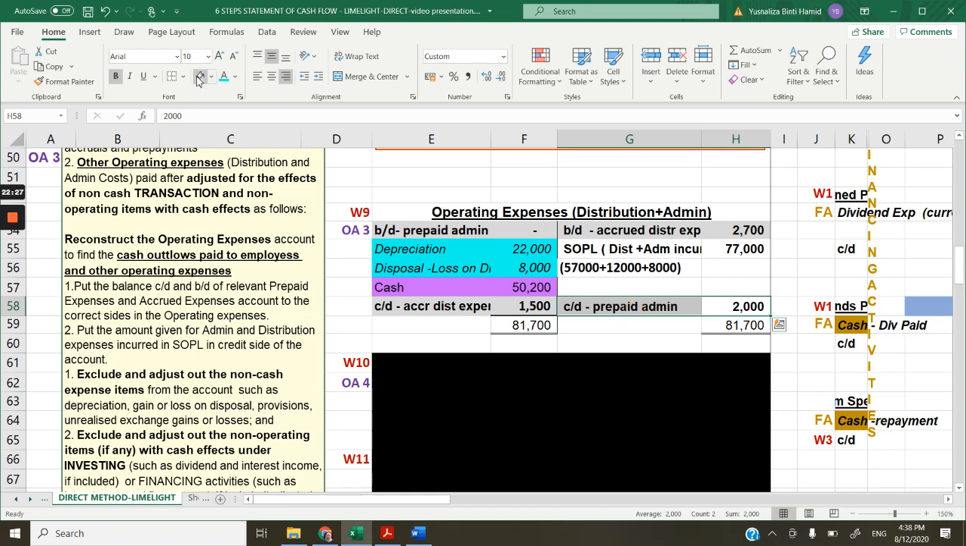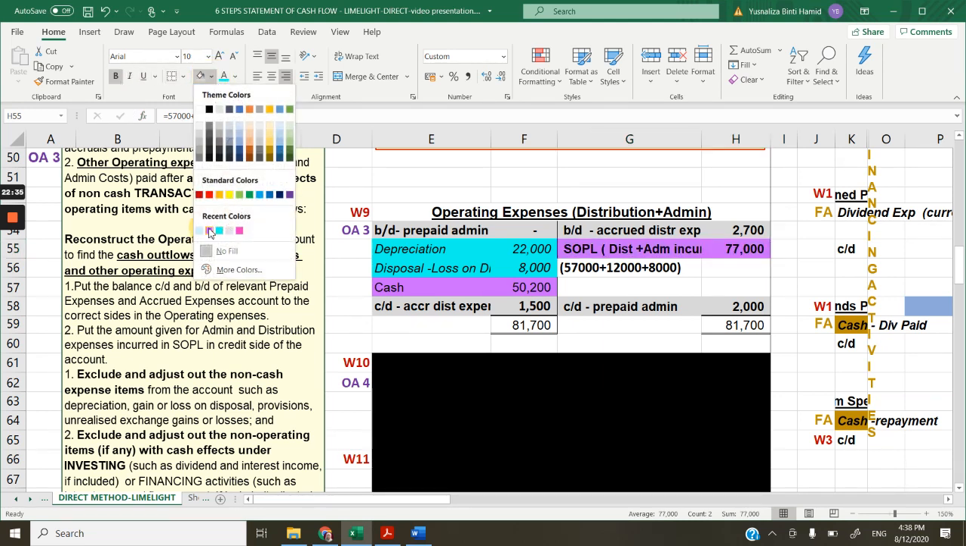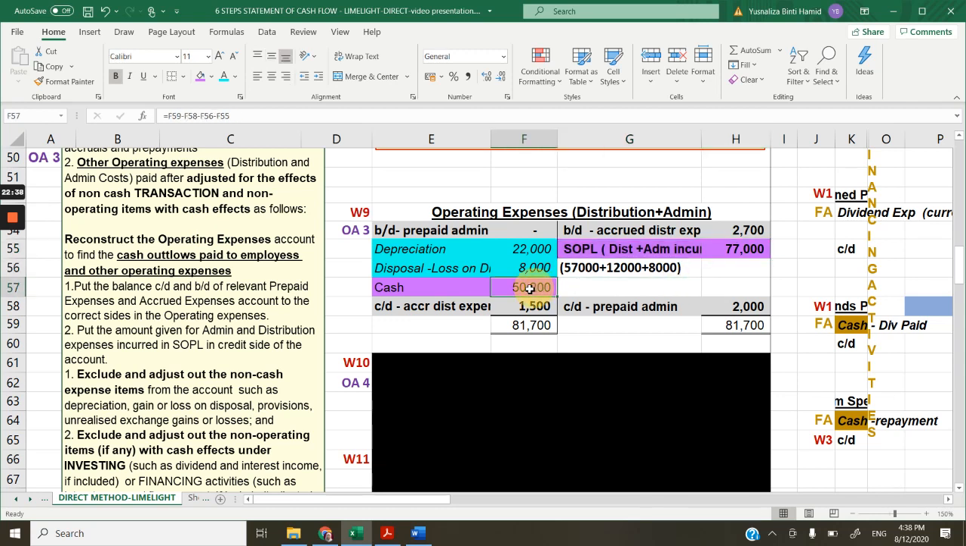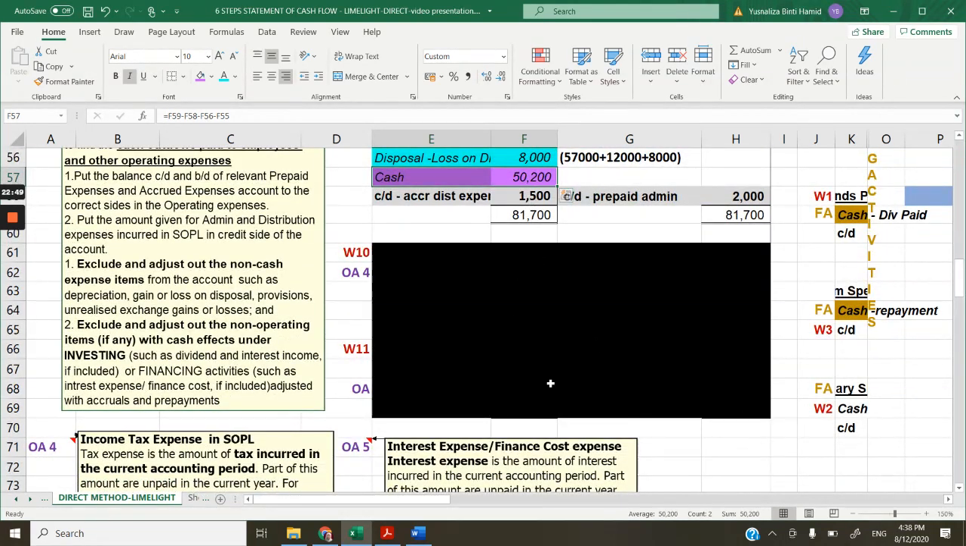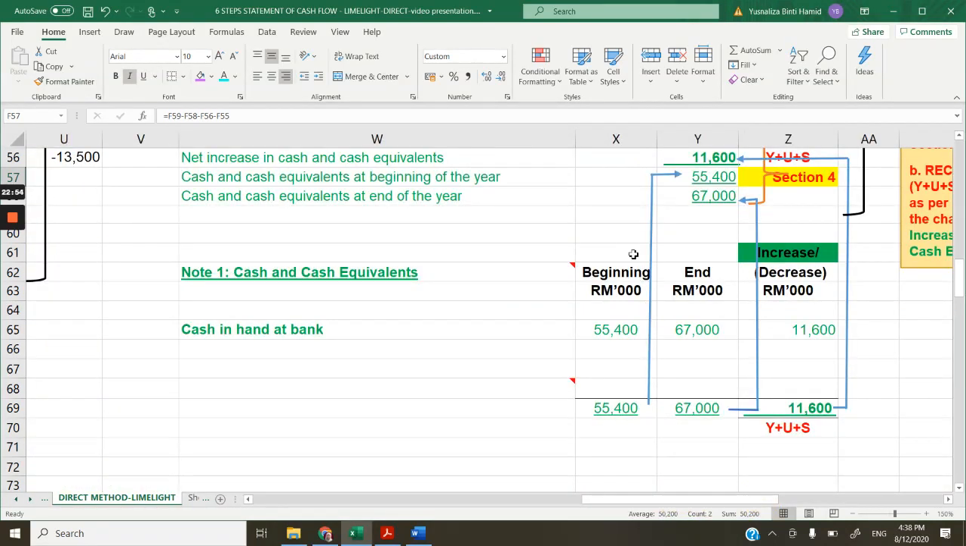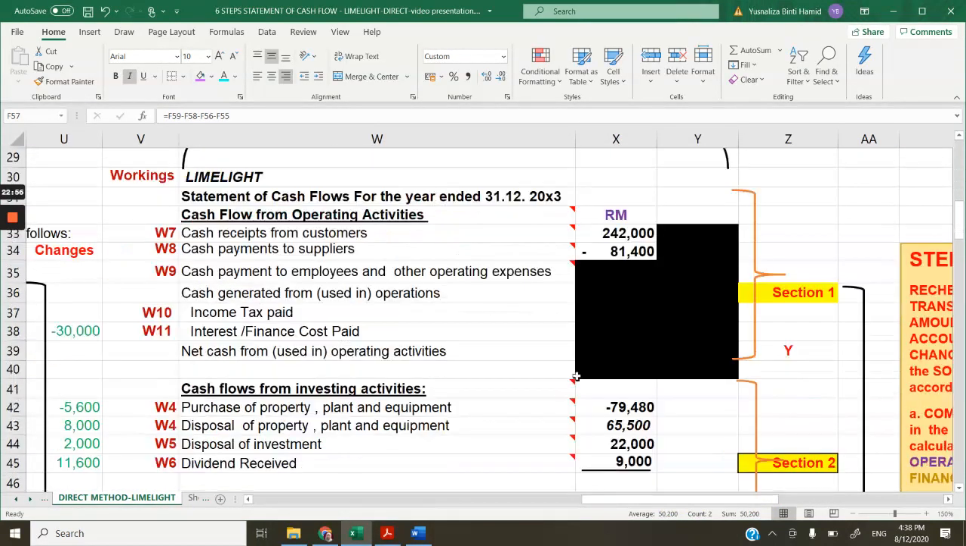Okay, and this is your expenses that you showed in your SOPL. But our target is this: to find how much is the cash that you paid. Okay, you got it now? 50,200. Transfer this to where? Transfer this to the statement of cash flow. Yeah, you transfer it here. Where is it? Here. So this one will have to be the cash paid to employees and other expenses.